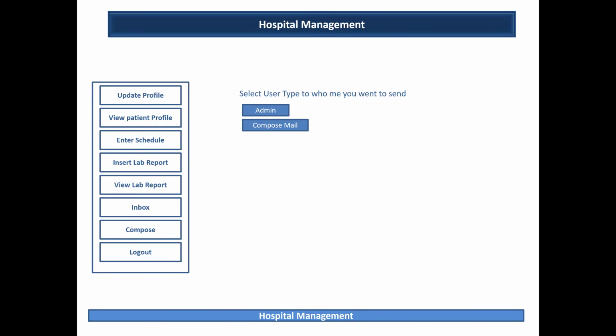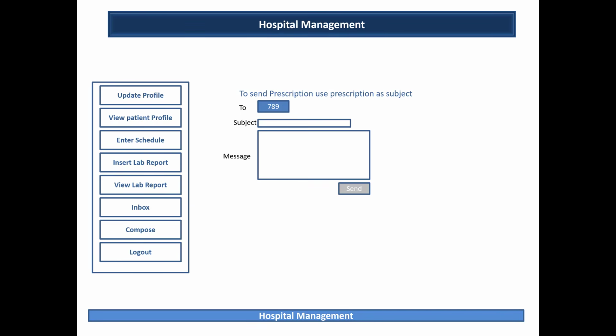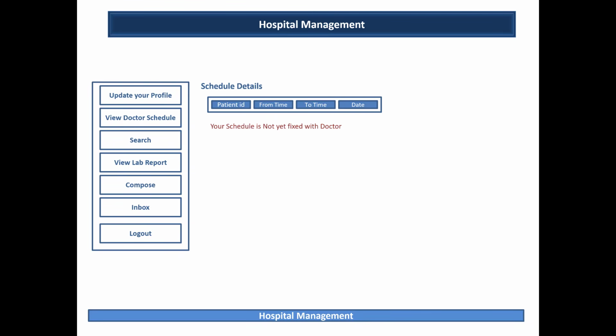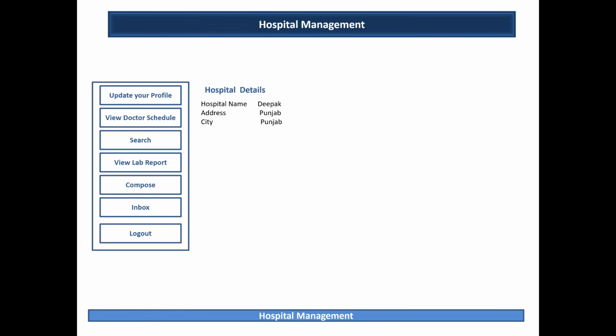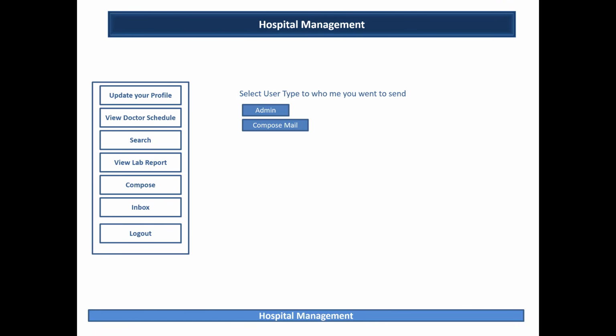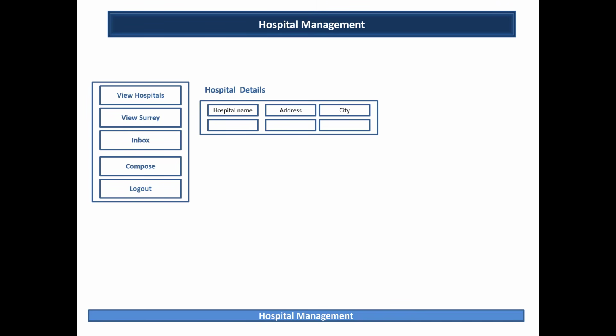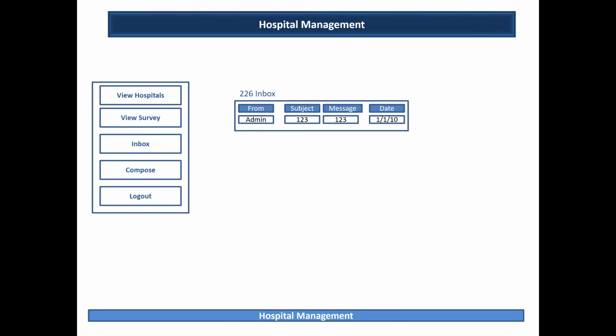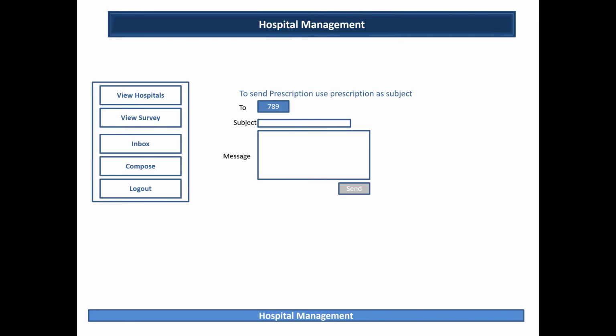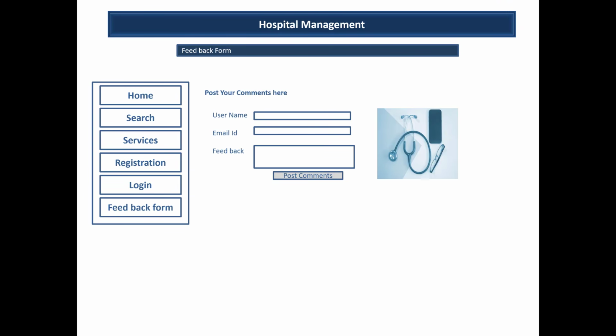Here we have the list, and you select the user type to whom you want to send, such as admin, and compose mail. Schedule details are also there for the doctors, and these lab reports are also there. Hospital details are also there in the format of a table, like hospital name, address, and city, and the number of people suffering from a disease. Admin, select message. The feedback form is there. So I want to create this hospital management system in ASP.NET Core.